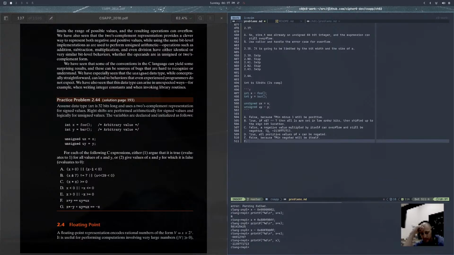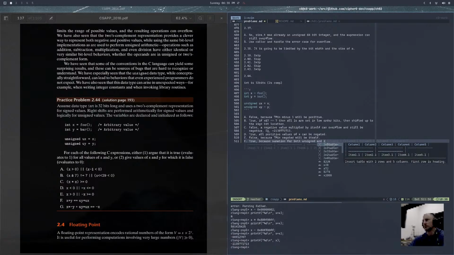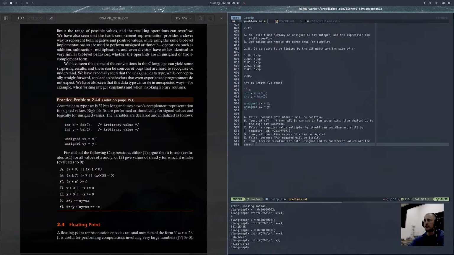So that's going to be TMin on the left. And then over here, our unsigned x. I think it's true. Yep. True. Because summation for both unsigned and 2's complement values are the same, and equals, yeah, we'll just say the same, and equals converts the left hand side to unsigned.